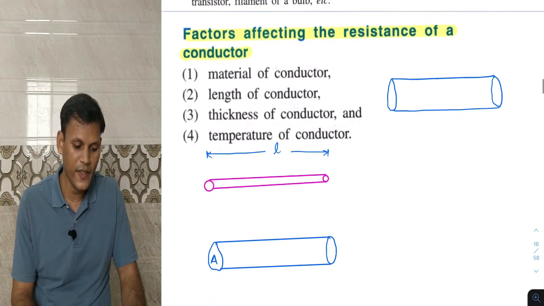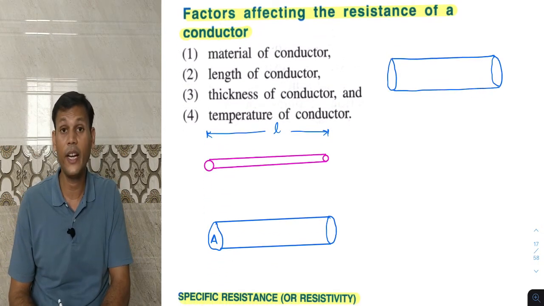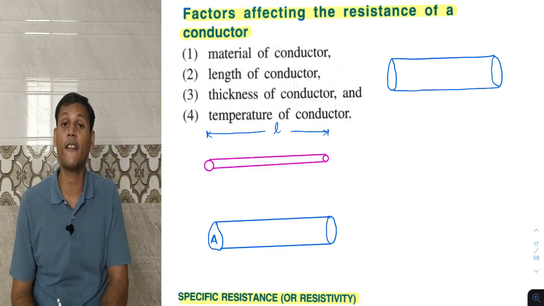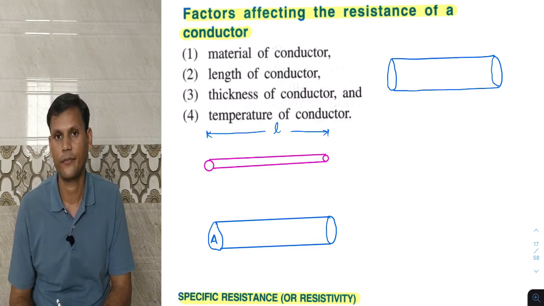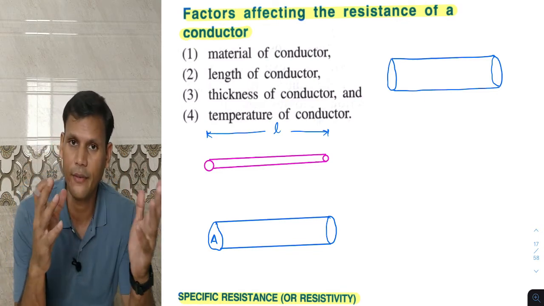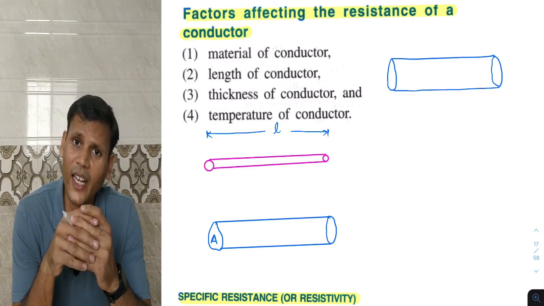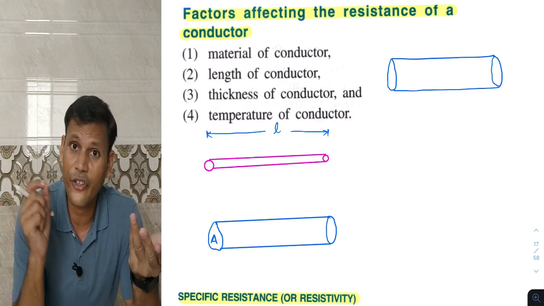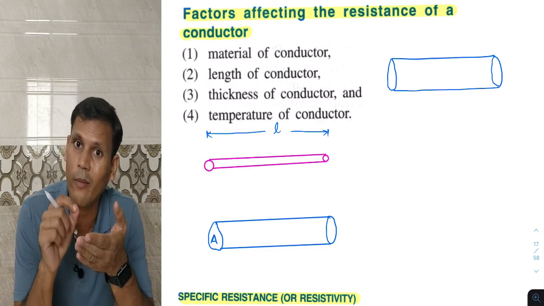Now the next part is the factors affecting the resistance of a conductor. It is a very important topic. Resistance will depend on what factors? Initially we will talk about what is the cause of resistance. In any conductor, if we apply a terminal potential difference, what do we observe? Electrons collide with each other, and due to collision they oppose their motion.